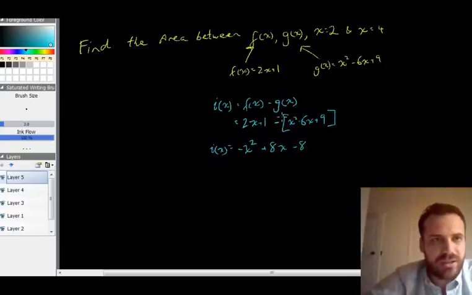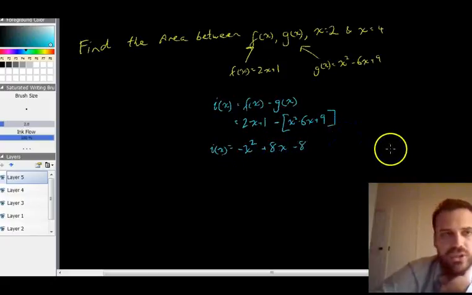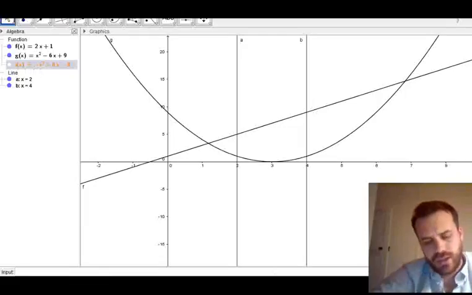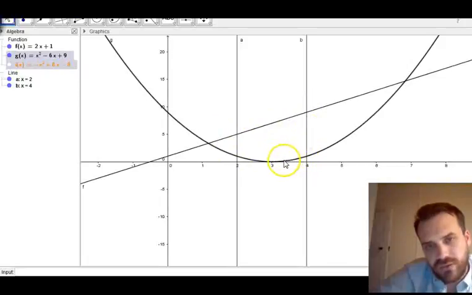Now, I wonder what that looks like. Let's take a look. Okay, so I said I of x equals negative x squared plus 8x minus 8. Let's go over to GeoGebra now. Remember that we're trying to find the area enclosed by this curve, and these two lines. So it's the area from this line, that curve, and up to that curve. So it doesn't include this bit and this bit.